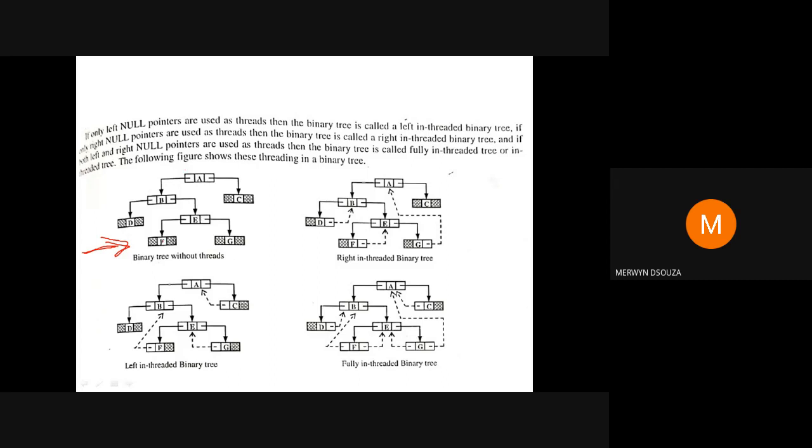Now, whenever you want to implement a threaded binary tree, you need to do an in-order traversal of this tree. Why do you need to do in-order traversal? Because you need to get the in-order successor and you want to get the in-order predecessor. Yesterday's class I have already told you how to get the in-order successor and predecessor.